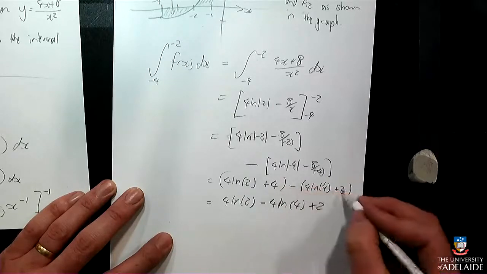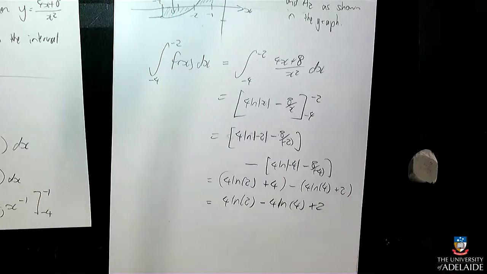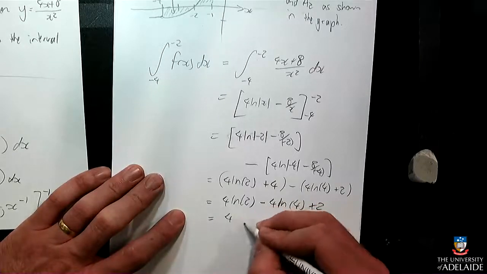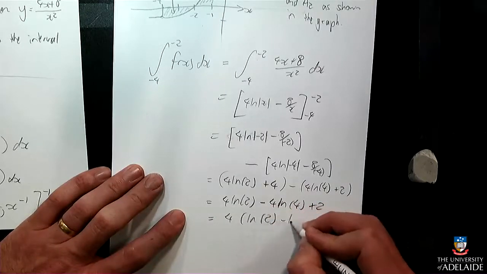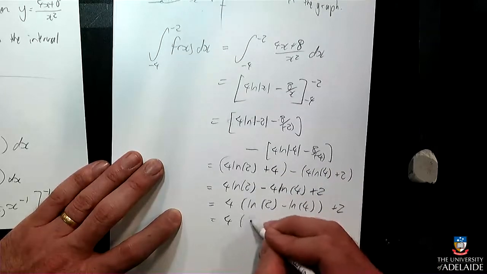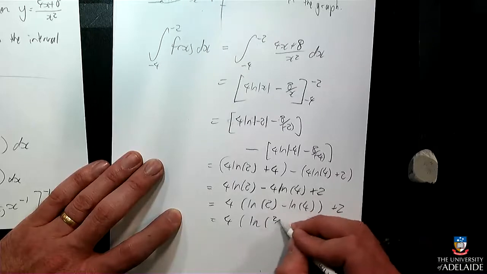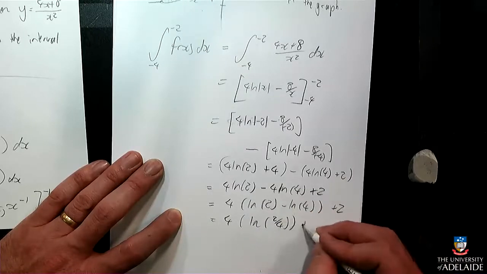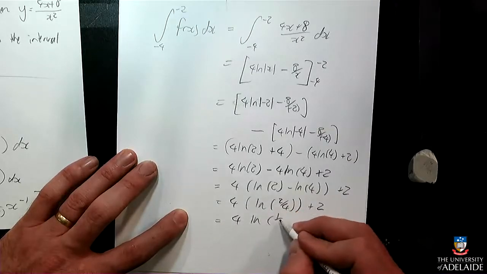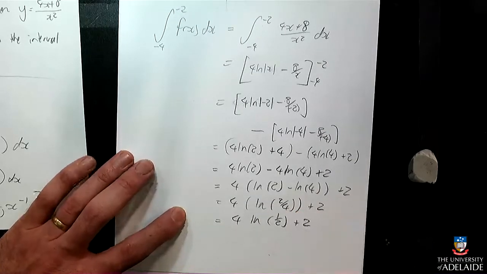So the 4 minus 2 is 2. Okay, well that's what that works out to be. Good-o. And that's going to be a negative number, okay? In fact, this subtraction here, I know that when the 4 can come out, I'll now get 4 ln of 2 divided by 4 plus 2, which is 4 ln of a half plus 2 if I want.